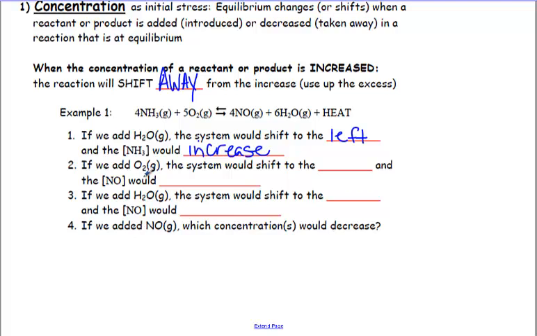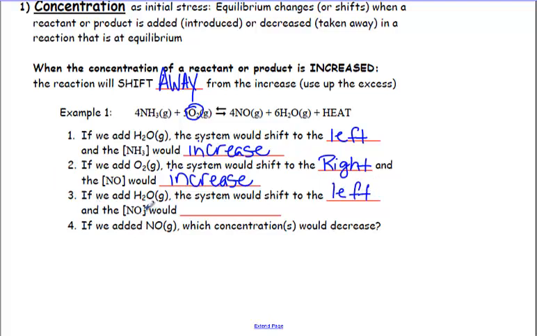If we add O2, so now I need to find the O2, which is right here. Okay, that is a reactant. So if I add reactant, it's going to shift away, which means it's going to go to the right. And the NO, the concentration of the NO, which is a product, would then increase because products are favored in this instance.